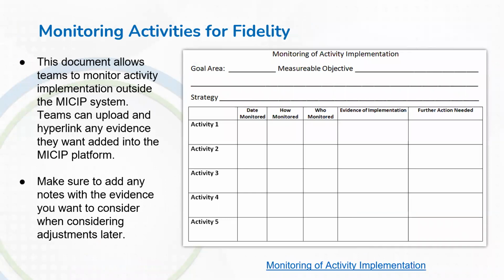And this tool is tied to the activity planning tool and is an example of a simple activity monitoring tool. So it's important to decide on the monitoring calendar when the monitoring process is being planned. There's nothing remarkable about this. It's just an example of a tool that you might be able to use to identify your activities, when you're monitoring them, how you're monitoring, and who's doing the monitoring, as well as any implementation data that you're collecting that later on could be transferred right into the MICIP platform.